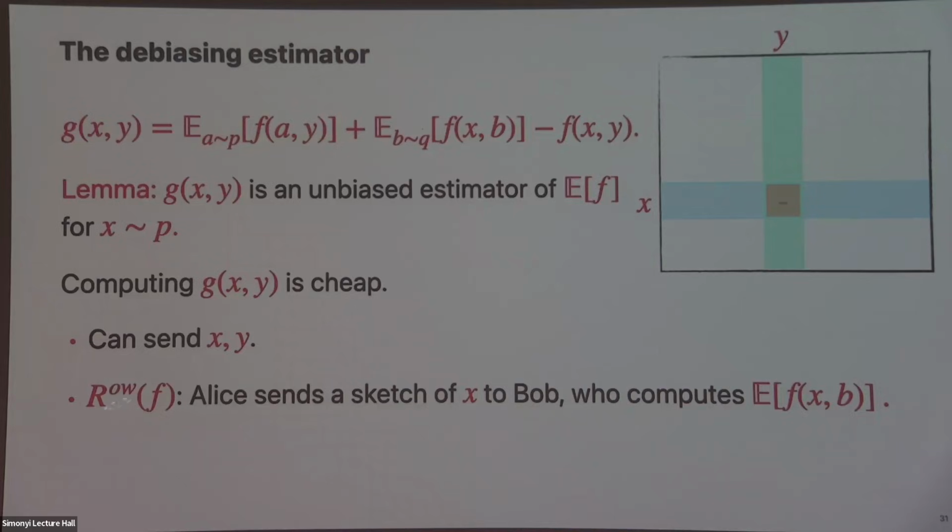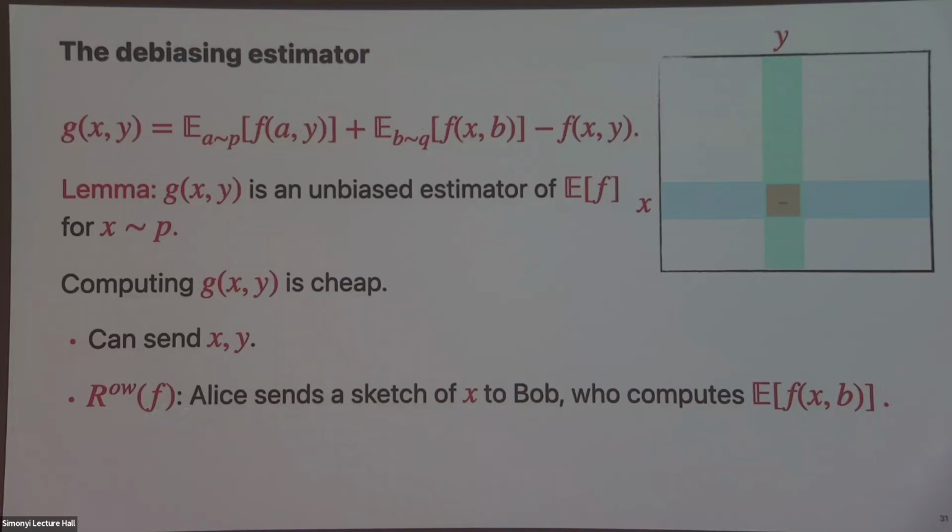So this is what I mean by our one way of f. Think of this as Alice sends a sketch of X, which doesn't tell Bob what X is, but it'll tell him what f of xy is for any particular y. And by some standard amplification, it lets him compute this expectation over his distribution.